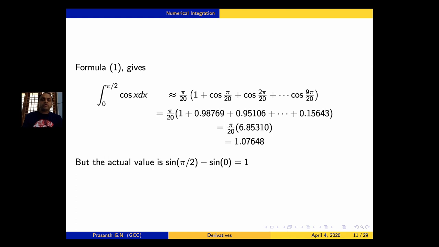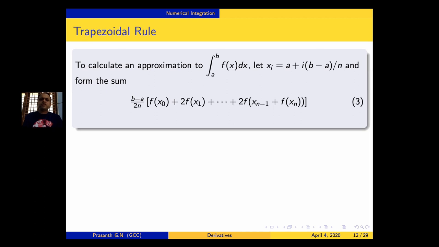So you see, using this Riemann sum, we are getting a value 1.07648, which is so far away from 1. So we use the trapezoidal rule. What do we mean by the trapezoidal rule? This is the formula there. Again, we have to calculate an approximation to the integral a to b f of x dx. Remember that sometimes we might not be able to find the integral a to b f of x dx. In this case, these kinds of formulas are used.